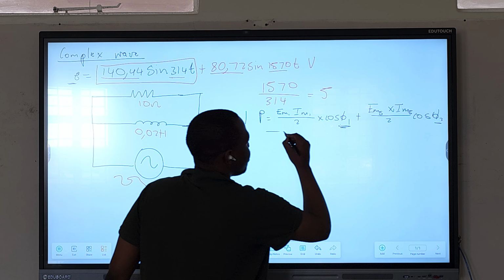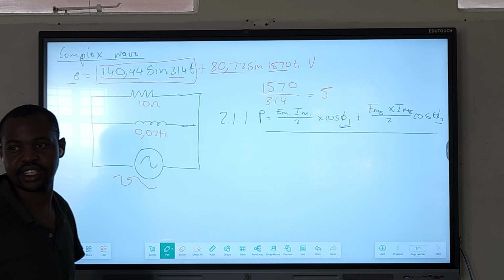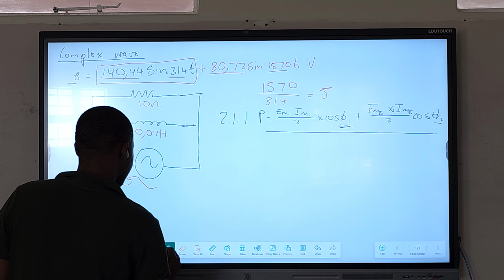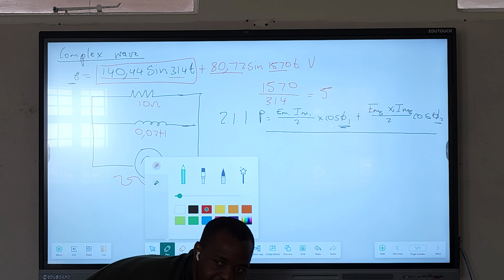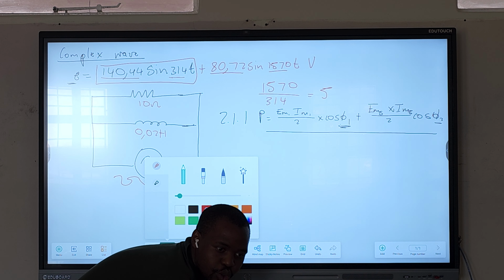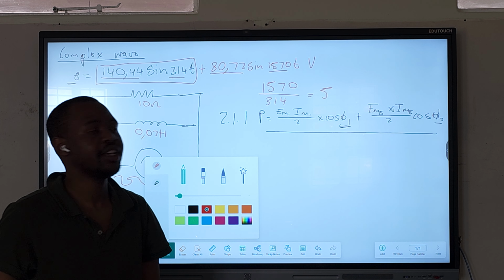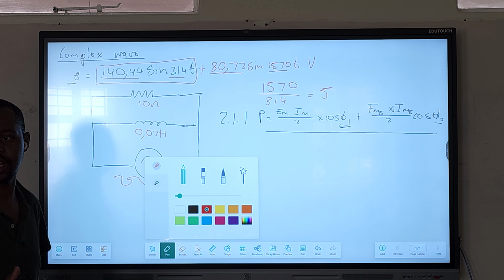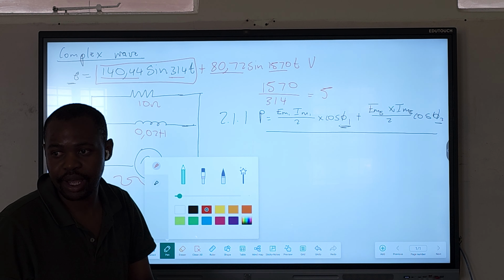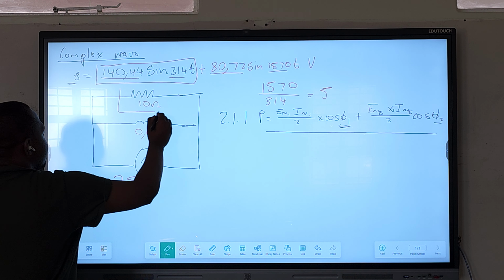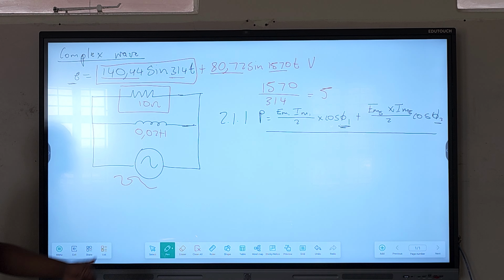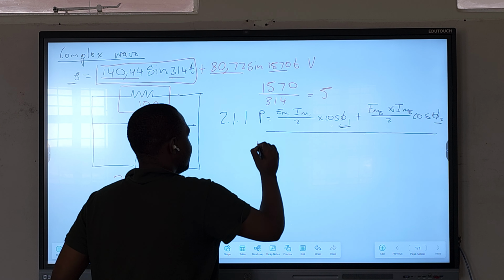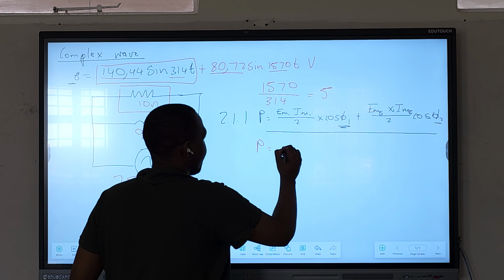But with this formula, we have to know the current, so we cannot use this one. Another alternative is to consider the resistance, the resistive power, because the only thing that is consuming or absorbing power in a circuit is the resistor. So the formula will go P is equal to what?